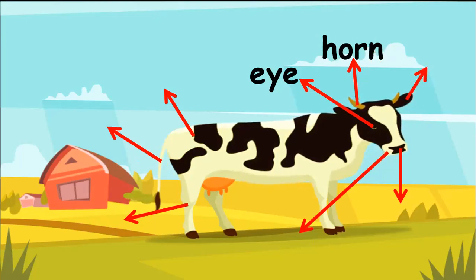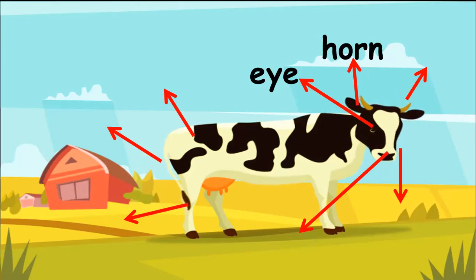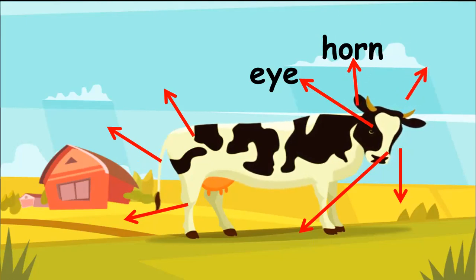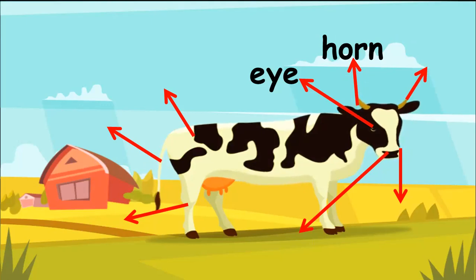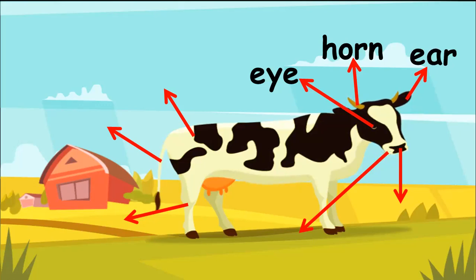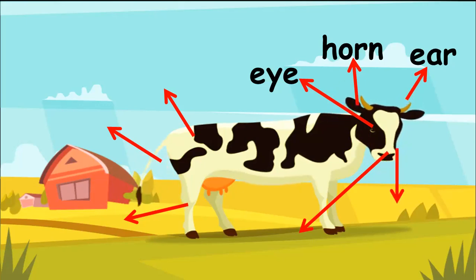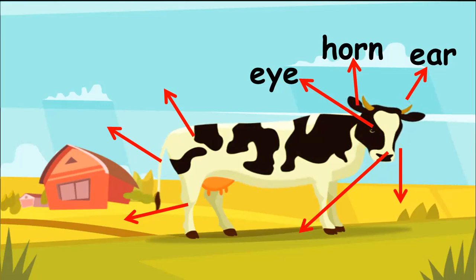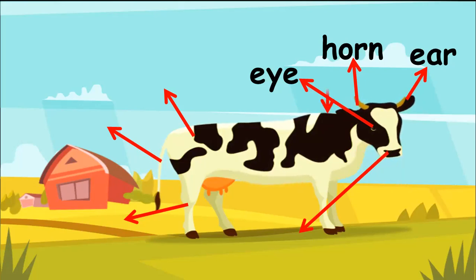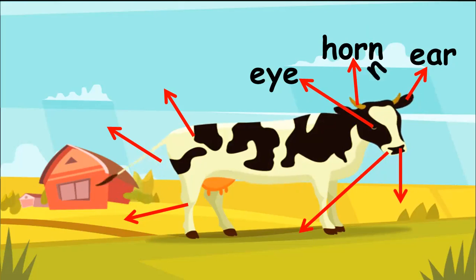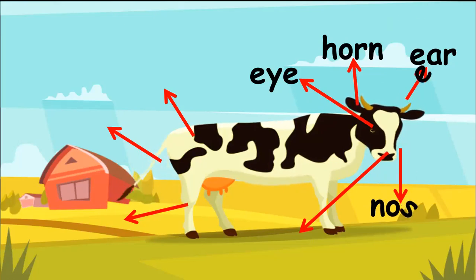And how about this one? What do you call this body part of the cow? Very good. It's an ear. Ear. How about this one? What do you call this body part of the cow? Very good. It's a nose. Nose.